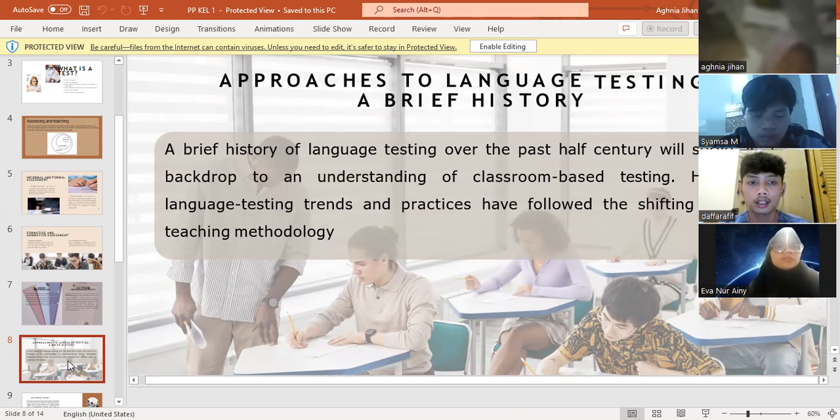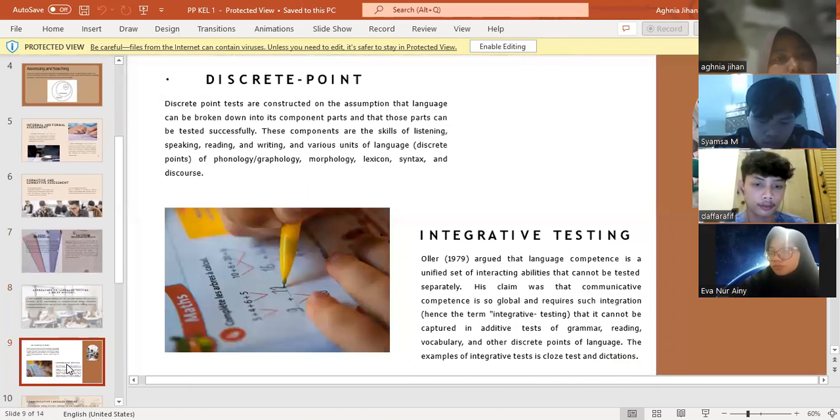In the 1970s and 1980s, communicative theories of language brought with them a more integrative view of testing, in which specialists claimed that the whole of the communicative event was considerably greater than the sum of its linguistic elements. Next, please. Okay, the next is to talk about discrete point.